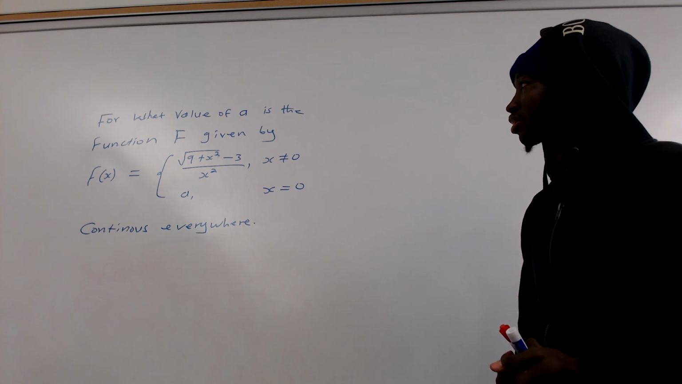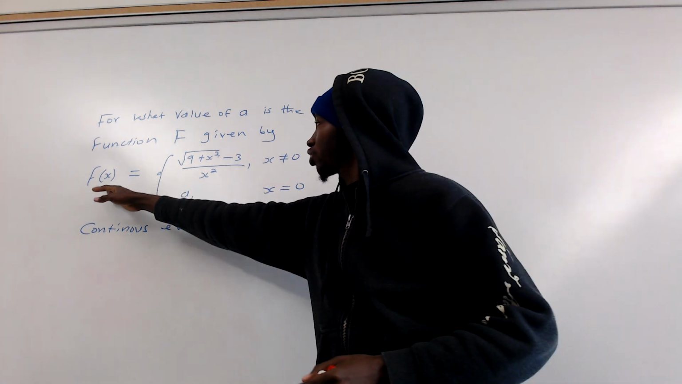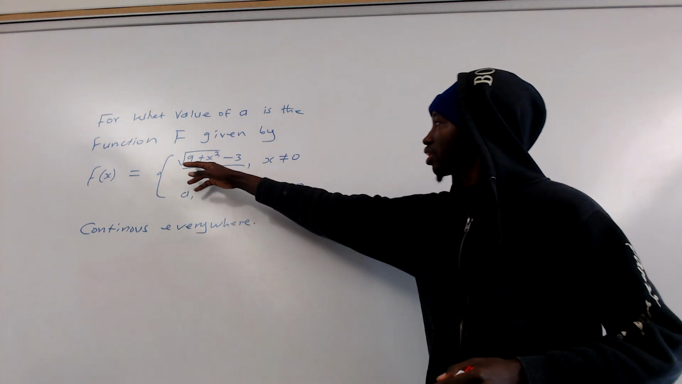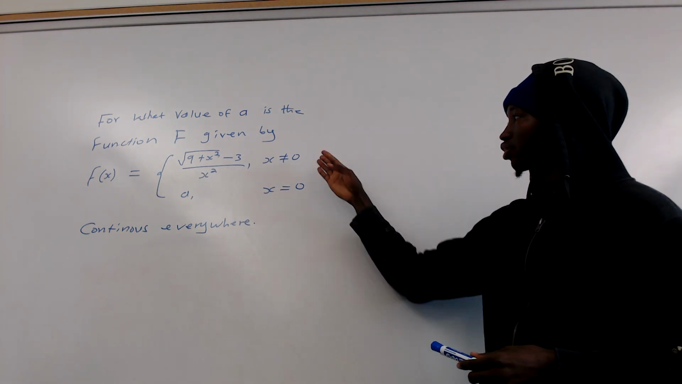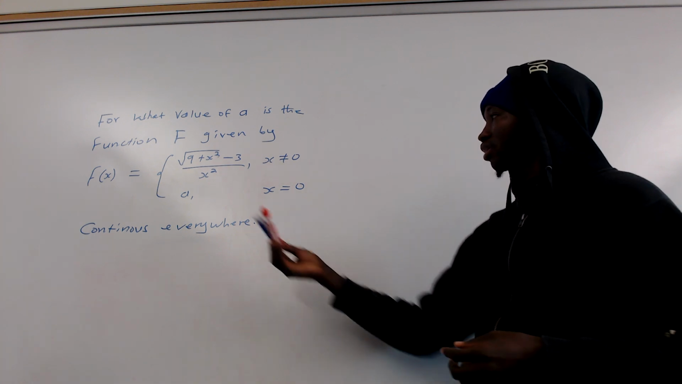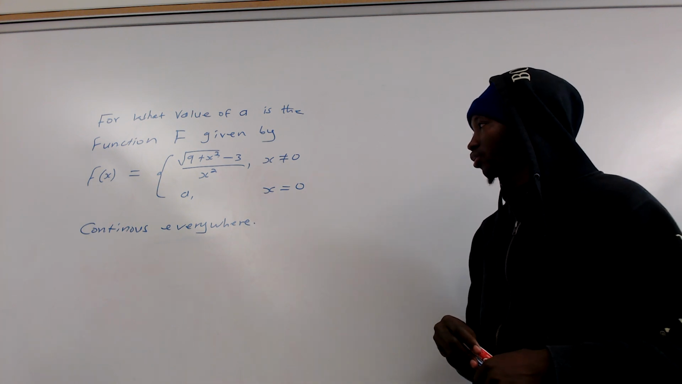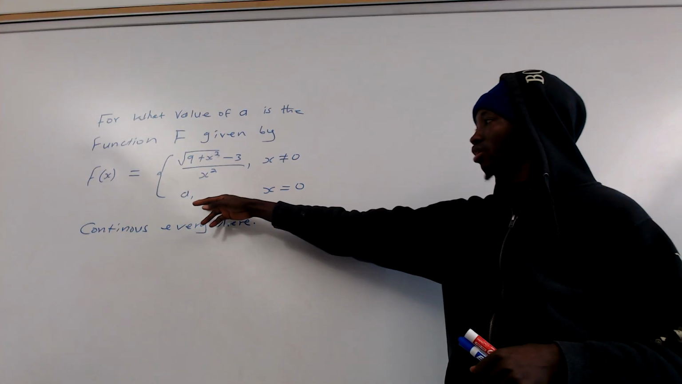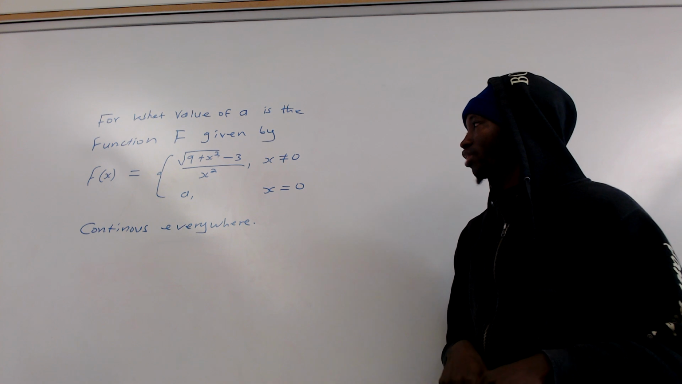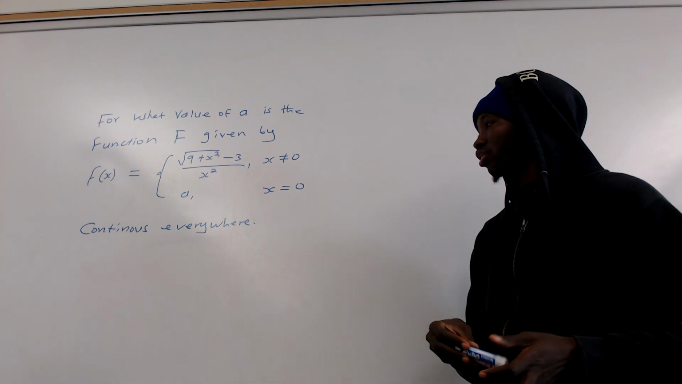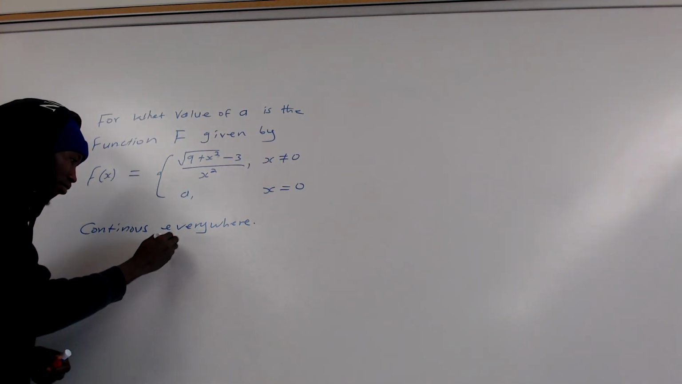And the problem reads: for what value of a is the function f, given by f of x equals the square root of 9 plus x squared minus 3, divided by x squared, wherein x is not equal to 0, and f of x equals a, wherein x equals 0. So for the first function, x is not equal to 0. For the second function, a, x is equal to 0. Wherein the function is continuous everywhere. So we have to determine in which of the two cases the function is continuous. So if we solve, we say solution.